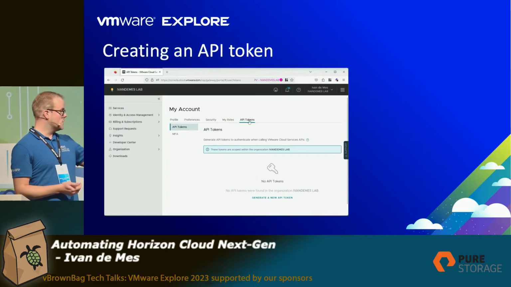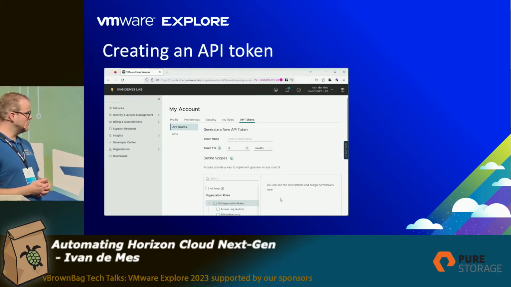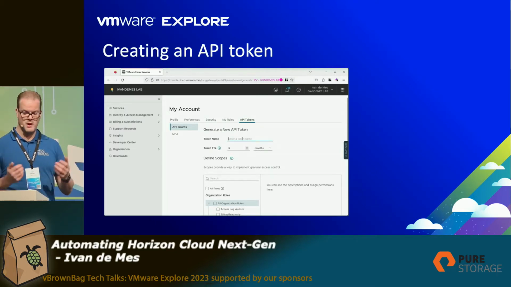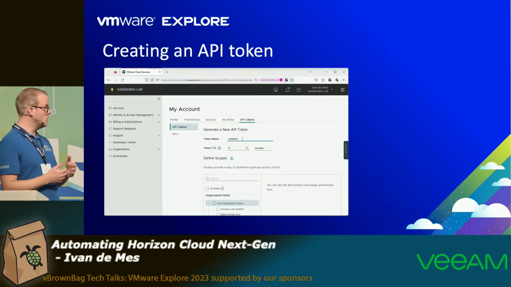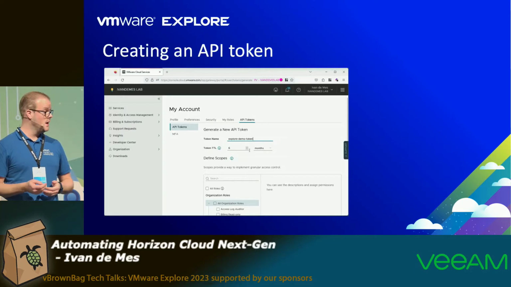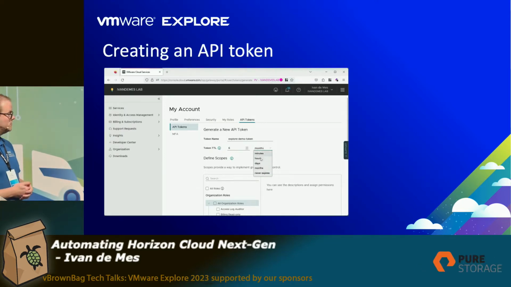So there's an option to generate a new API token. So we click on that. We give our token a name. You can choose whatever you want. And with that, you can also specify for how long that token is valid. And you can specify months, days, years, whatever you want.